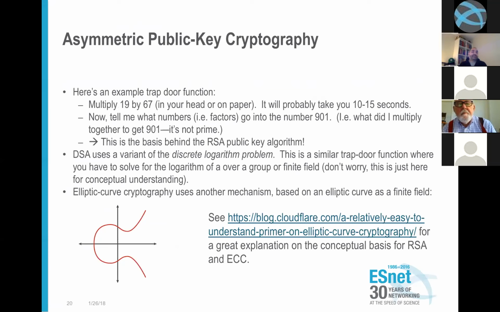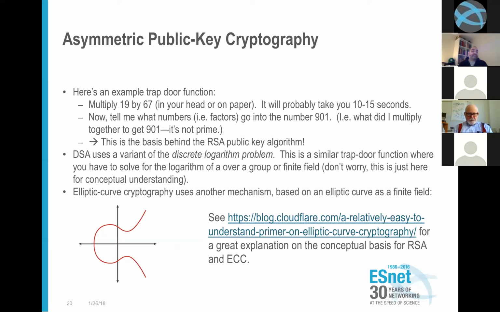It's really easy to multiply 19 by 67. You can probably do that in your head or on paper in about 10 or 15 seconds. But it's a lot harder to figure out what numbers I had to multiply together to get 901. And actually, if you want the answer to that question, I've forgotten, so we'll have to do our own factoring of that. It just takes a lot longer to factor, though, than it does to multiply numbers together.